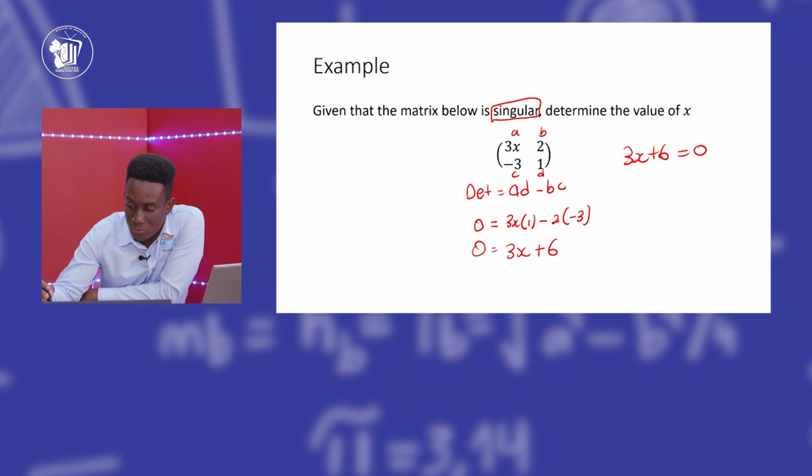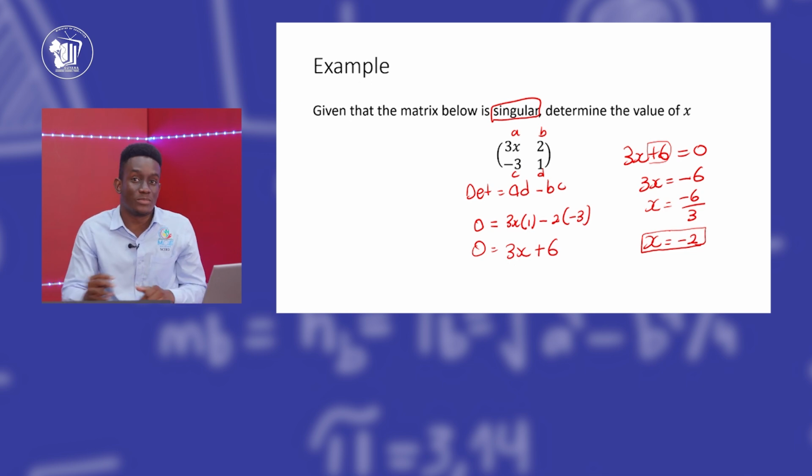So we solve now. We take over this 6. The 6 is added, now we take it over to subtract. So we'll have 3x is equal to a negative 6. And the 3 is multiplying the x, so we take it over, it will divide. So you'll have x is equal to negative 6 divided by 3. X will be equal to negative 2. So the value of x is negative 2.